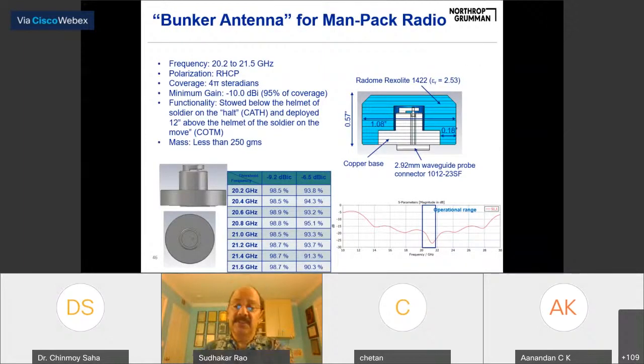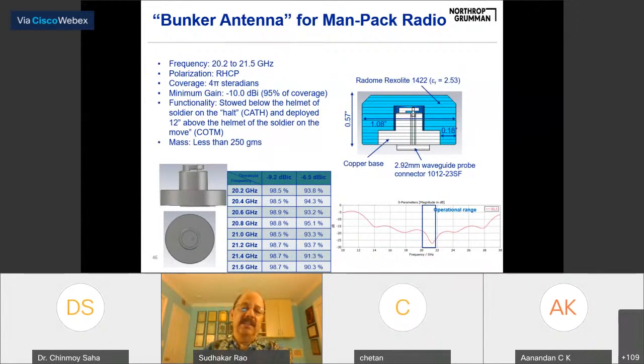Bunker, this is very important because it has another feature. It has to be deployable, and a soldier has to carry it. It's a K-band, RHCP antenna, but it has to have 4 pi steradians coverage. Minus 10 dBi is the spec, over 95% coverage. I think we made that with 4 dB margin or so.